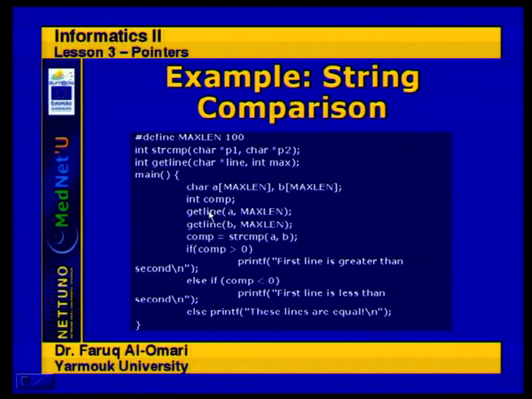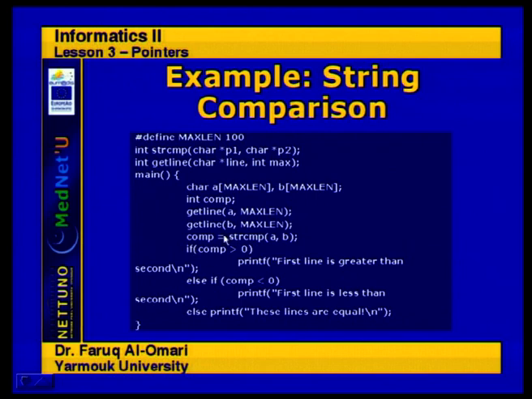After that, I'm getting the first string, placing it in A, and getting the second string, placing it in B. I have the two lines now. And now I want to go to this string compare function and send A and B. Here I'm sending A and B as values, and there's nothing wrong with this because I don't want to change the value of A nor B. I just want to compare the two, to see if they're equal, greater, or less than.